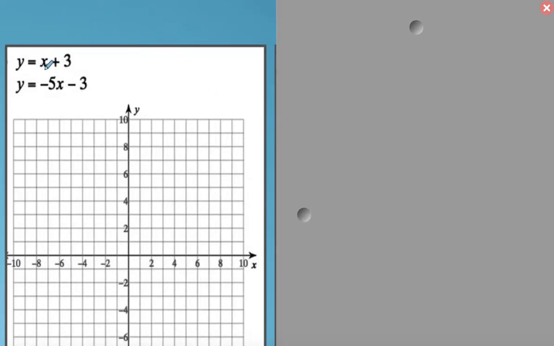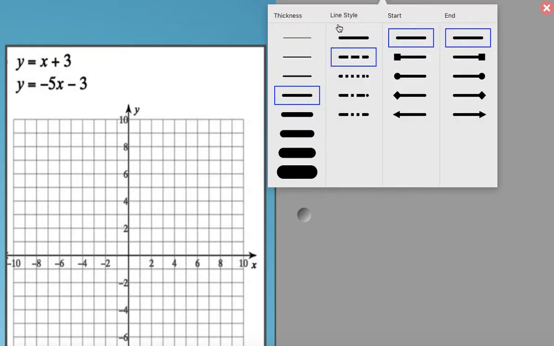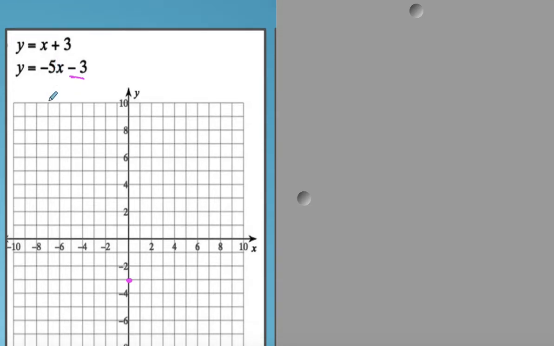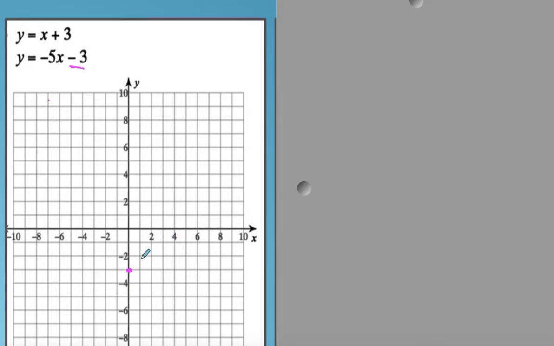So it says y equals x plus 3. In case you forgot how to graph a line, the first thing that you want to do is start with your y-intercept. So in this case, our y-intercept is at -3. So that means I start at the -3 on the y-axis here. Then my slope tells me how do I get to my next point. So in this case, my slope is -5. What that means is that I would go down 5, 1, 2, 3, 4, 5, and then over 1. We've been talking about slope for quite a while now, so hopefully that's familiar to you.